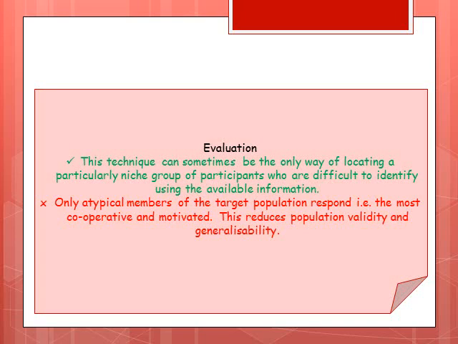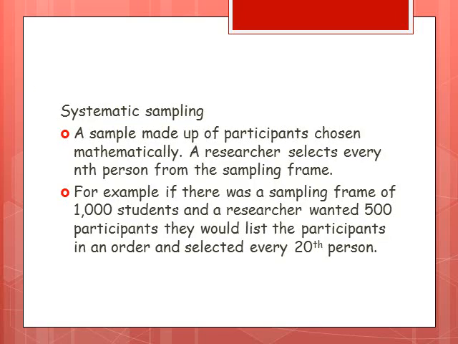However, only a certain type of people will volunteer, i.e. they could be the most cooperative, the most motivated participants, or they have a particular interest within that research area. Therefore, this reduces population validity once again, and it may be difficult to generalise those findings.